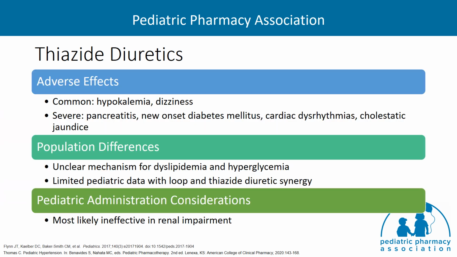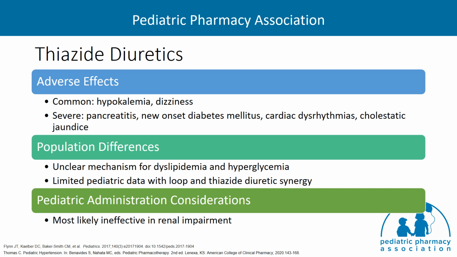As far as adverse effects of thiazide diuretics, common adverse effects are hypokalemia and dizziness. More severe adverse effects, you can see pancreatitis. You can see diabetes emerge from use of thiazide diuretics. You can potentially see dysrhythmias, likely resulting from electrolyte abnormalities, as well as cholestatic jaundice.